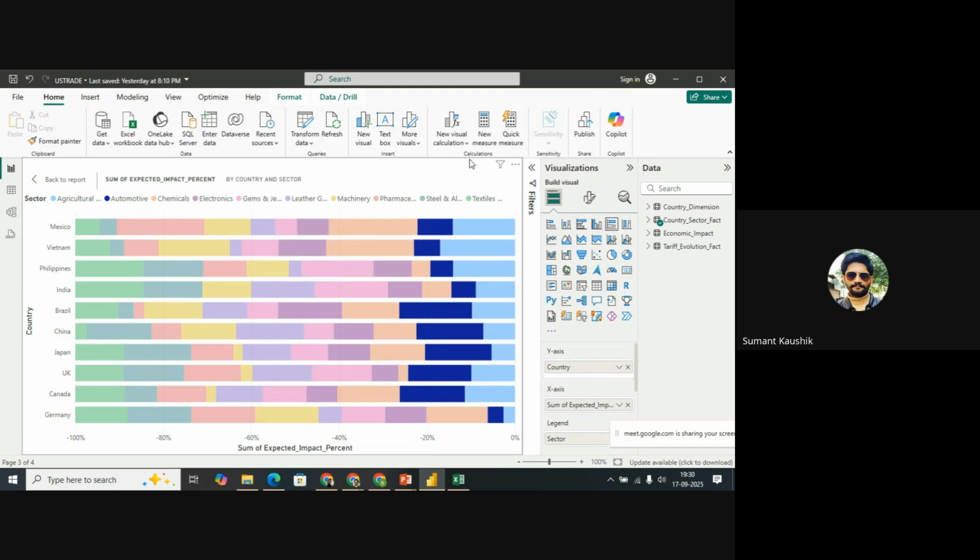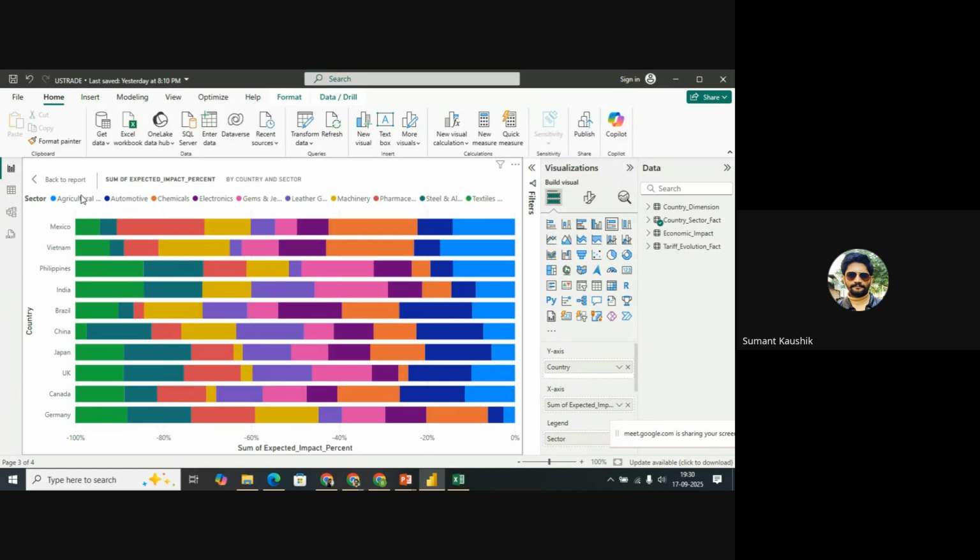So more or less, we can see the highest impact of the tariff will be in the case of Brazil, China, Japan, UK, and Canada. So these five countries, specifically Brazil, China, and Japan, will be facing the highest impact in the case of the automobile sector.